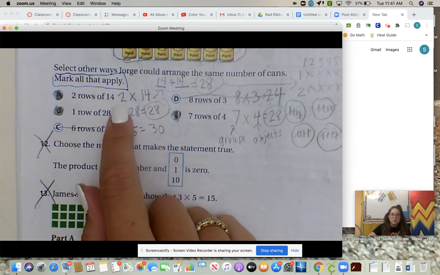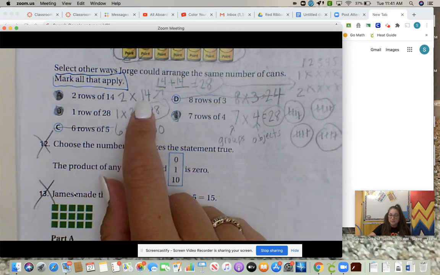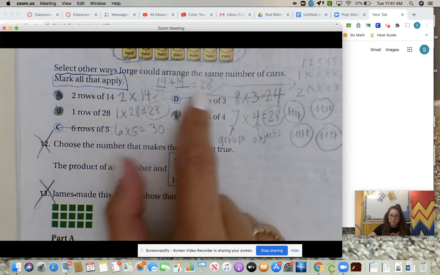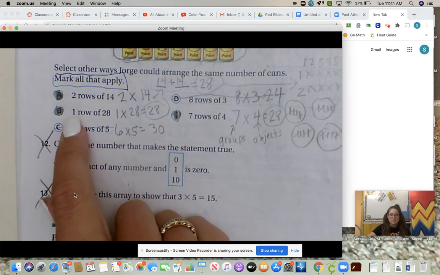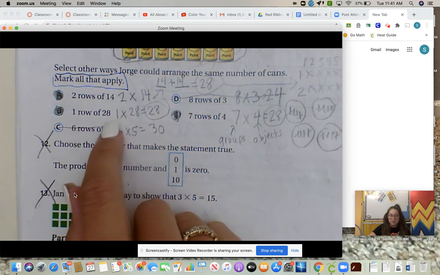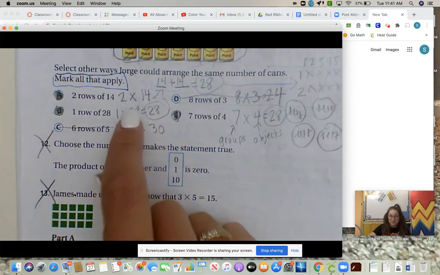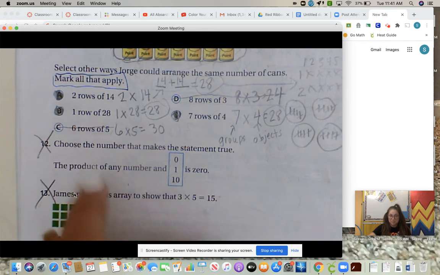Now, you solve. What is 2 times 14? Well, I did repeated addition. I did 2 groups of 14 in each, which equals 28. That matches, so A, we bubble in. We have 1 row of 28. Remember, anything times 1 is that number. So it's 28, we bubbled it in.